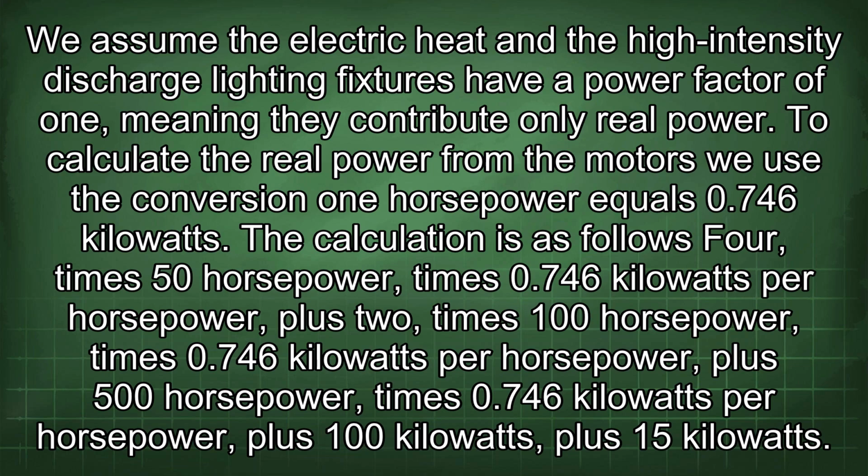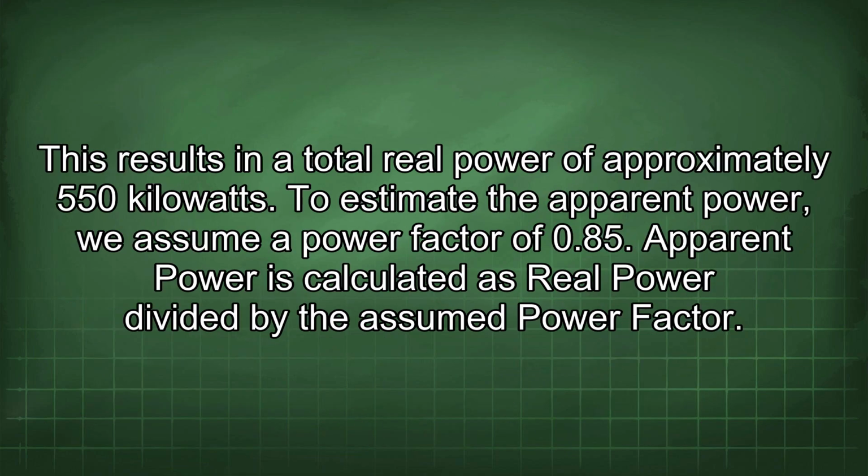The calculation is as follows: 4 times 50 horsepower times 0.746 kilowatts per horsepower, plus 2 times 100 horsepower times 0.746 kilowatts per horsepower, plus 500 horsepower times 0.746 kilowatts per horsepower, plus 100 kilowatts, plus 15 kilowatts. This results in a total real power of approximately 550 kilowatts.